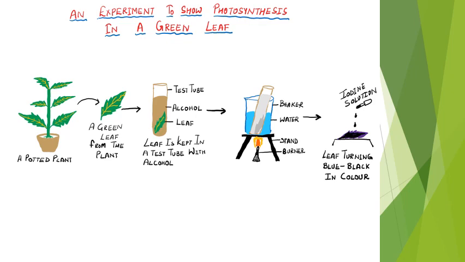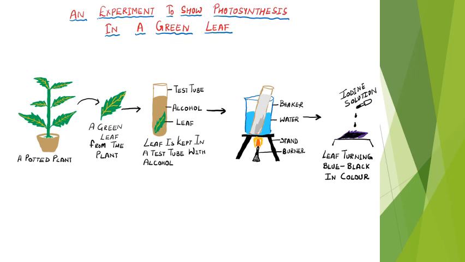Then put a few drops of iodine solution on the leaf. Before putting iodine solution, wash the leaf thoroughly with water, then put it on a dish and put a few drops of iodine solution. What will you observe? As I have told you earlier, iodine solution turns starch blue-black in color. So you will see the leaf turning blue-black in color. So it proves what? It proves that when iodine is added to starch, its color changes to blue-black.